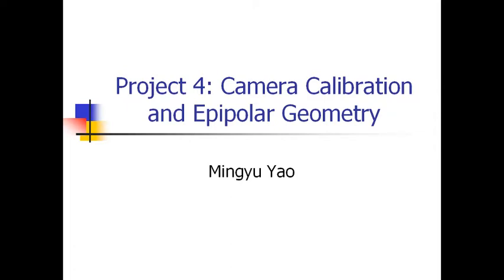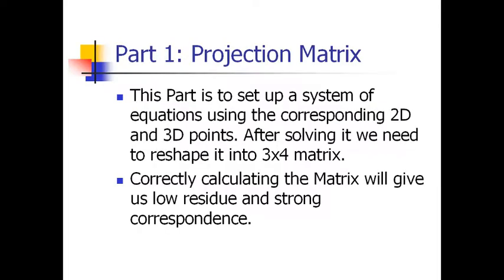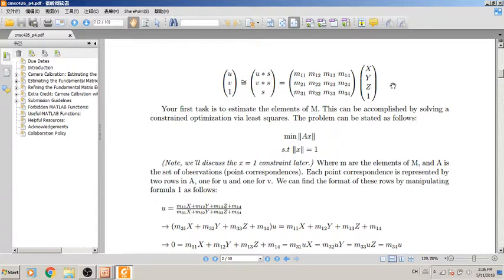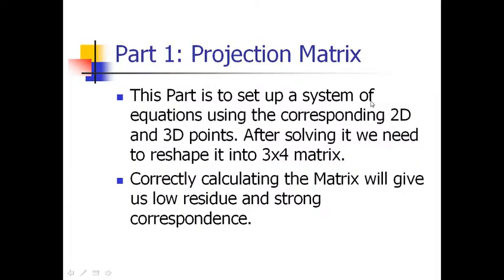Hello everyone, today I will present on Project 4, Dynamic Calibration and Epipolar Geometry. It has three parts. The first part is to calculate the projection matrix. This part is specified in the document: we need to solve this matrix equation, and then we can get a 3x4 matrix.